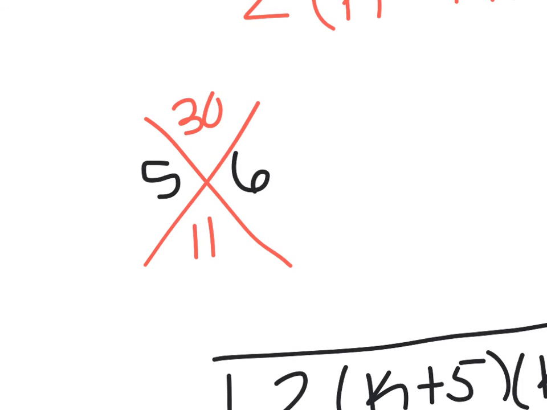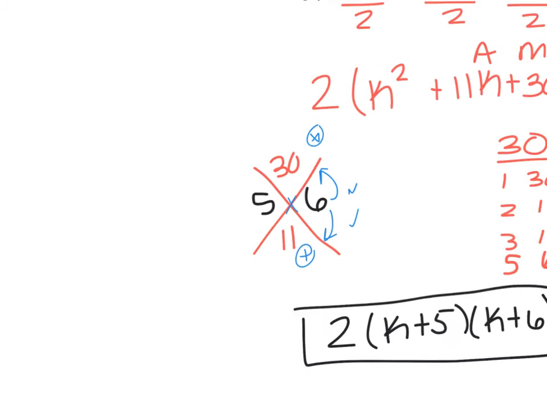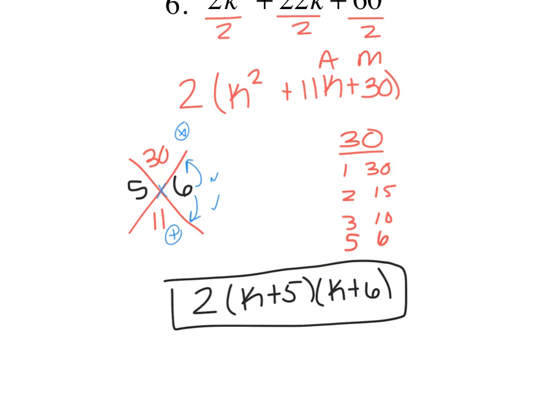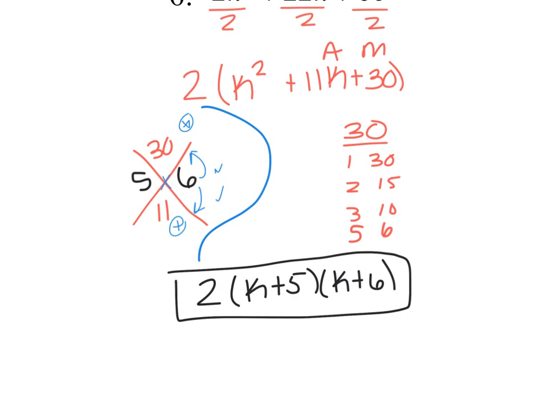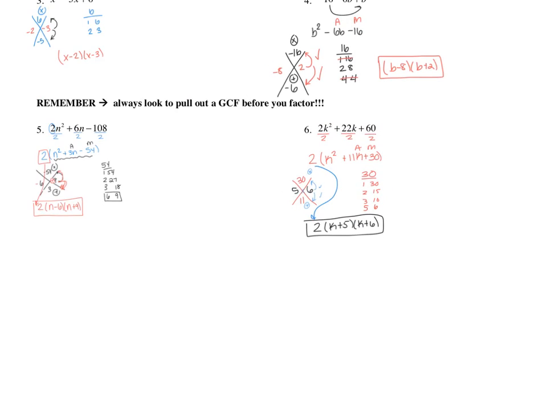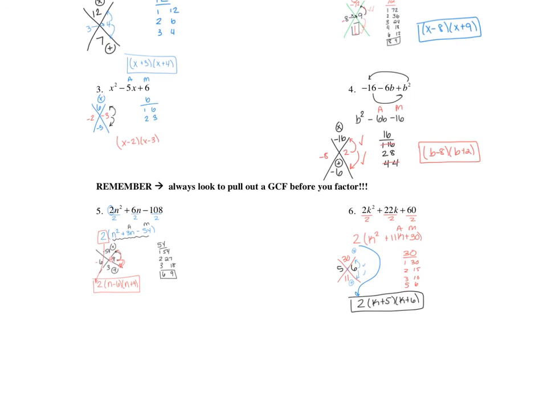5 times 6 is 30, and 5 plus 6 is 11. Boom, boom, winner, winner, chicken dinner. So my factors are 2 times k plus 5 times k plus 6. Make sure that you always write your GCF in front. If you don't write your GCF, I will have to gladly deduct a point.